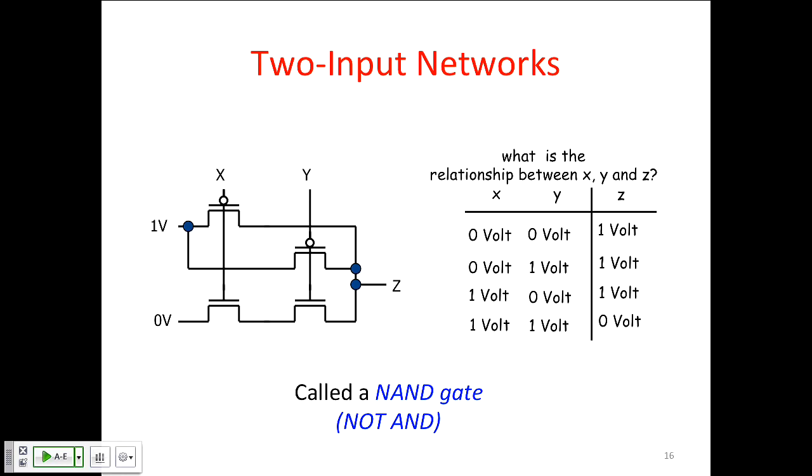So the only time that Z connects to 0 is if X and Y are both 1. If X and Y are both 1, both of these gates are off. So that's part of the trick of designing these gates. You have to design the gates in a way that there's only one path from one of the power supply rails to the output. There should never be a path from the output to both supply rails at the same time, because that would mean they'd be shorted together. And so this is part of the trickery of designing these transistor networks.